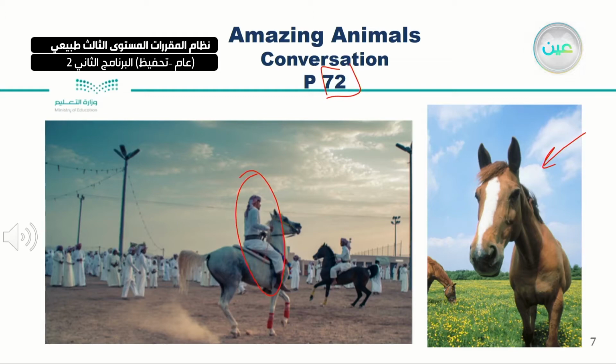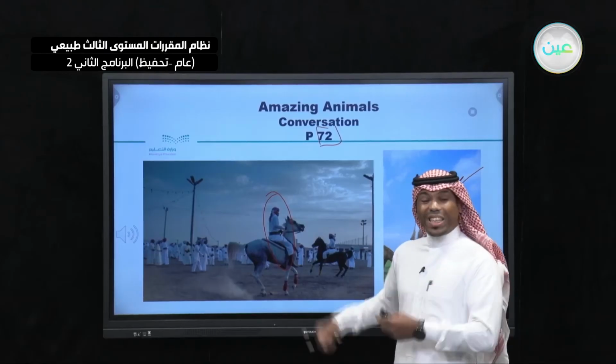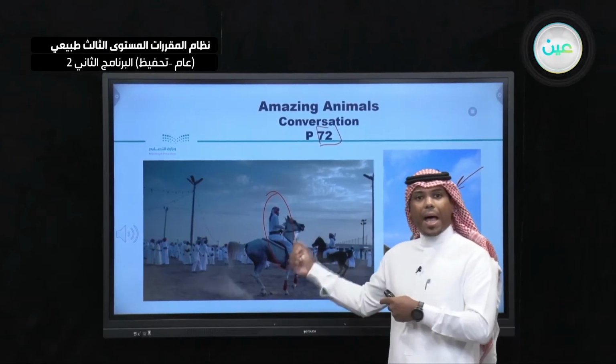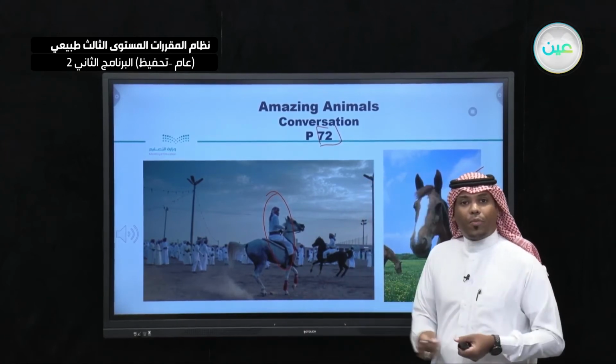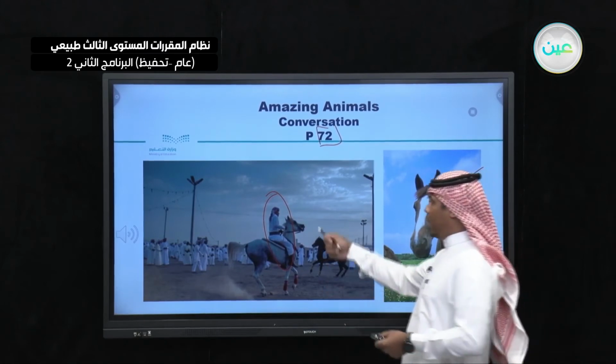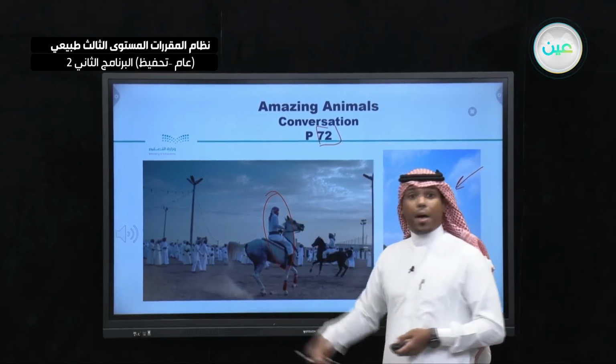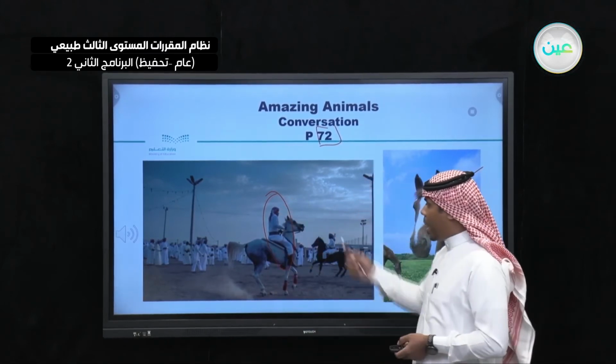Now, this is a question for you. Who is the boss in this relationship between the man and the animal? Who is the boss here? Who is taking control of things? It should be, of course, the man. Talk about the man here.